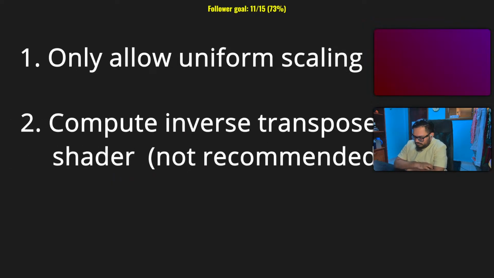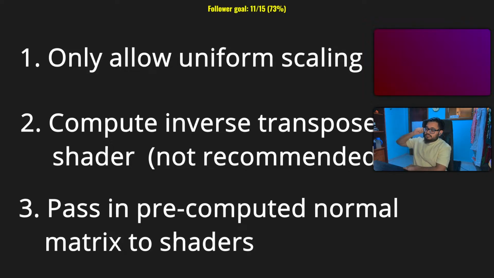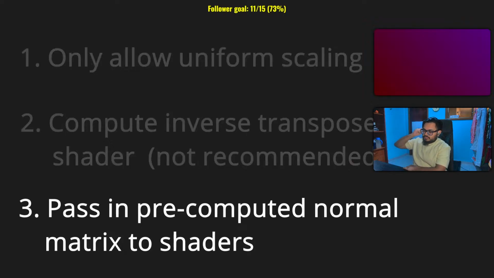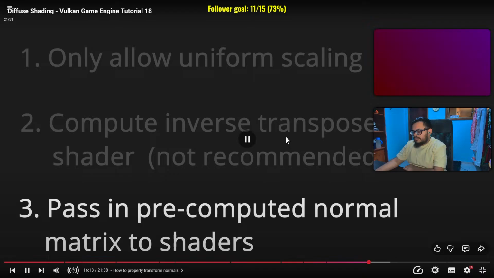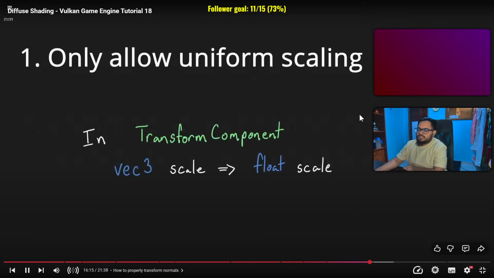Option 2, compute the inverse transpose on the shader, which is not recommended for performance reasons. And option 3, compute a normal matrix on the host and pass it into the shader. I'm going to use the third method here, even though it has the disadvantage of adding extra complexity to the engine: some pre-computed normal matrix. But if you know that non-uniform scaling is something you simply don't care about, option 1 may be the preferable choice for your engine.